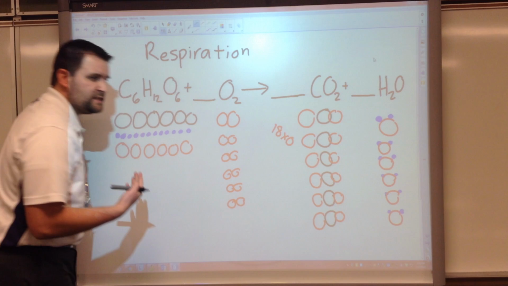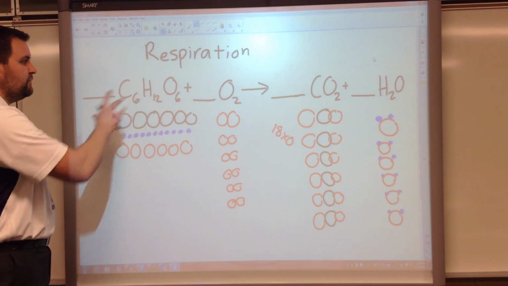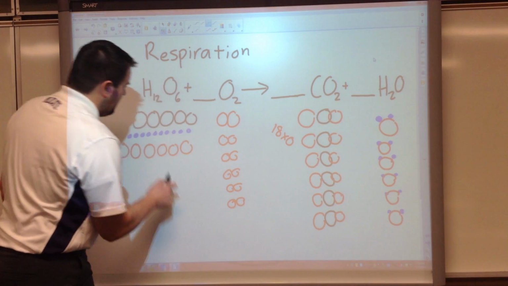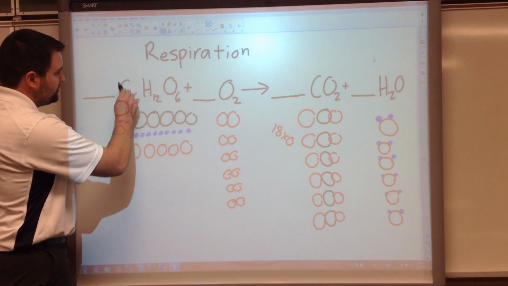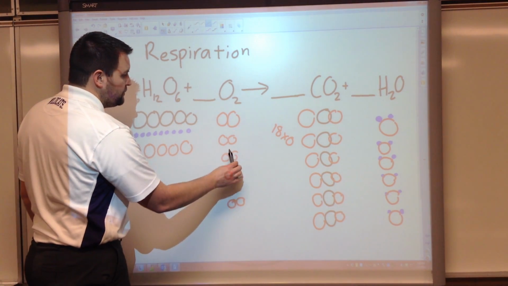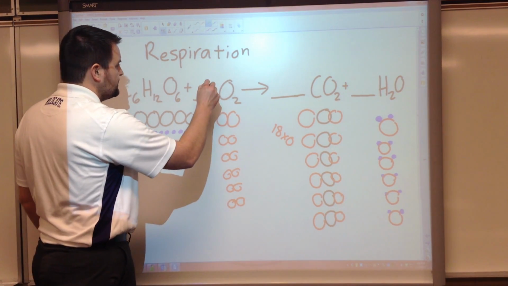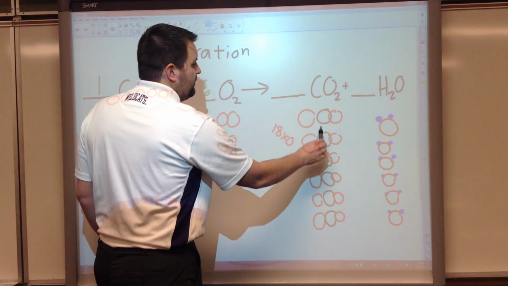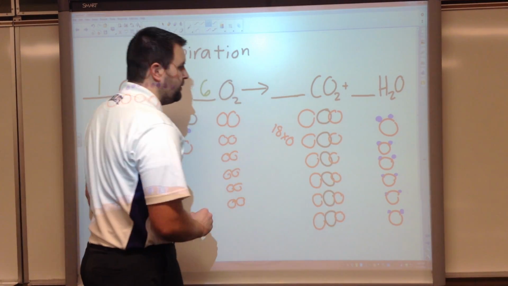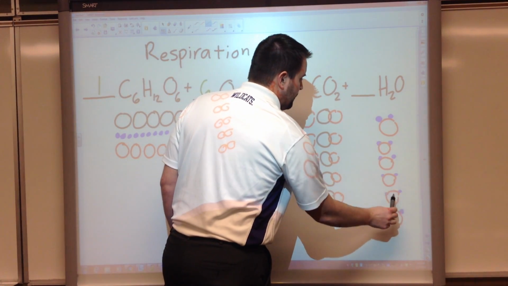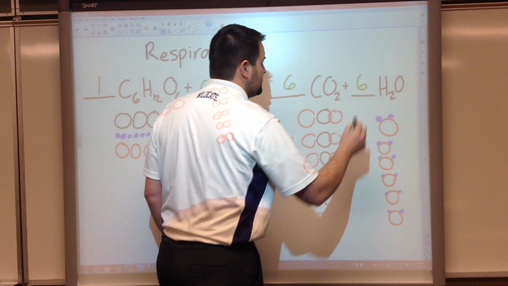The coefficients just means how many molecules of that certain molecule I have. So if I look at this, I have 1 sugar. So I'm just going to put a 1 right here. I have 1, 2, 3, 4, 5, 6 oxygens, 6 oxygen molecules. And then I have 1, 2, 3, 4, 5, 6 carbon dioxides. And then I have 1, 2, 3, 4, 5, 6 H2Os.